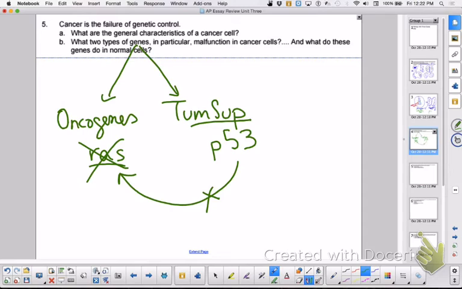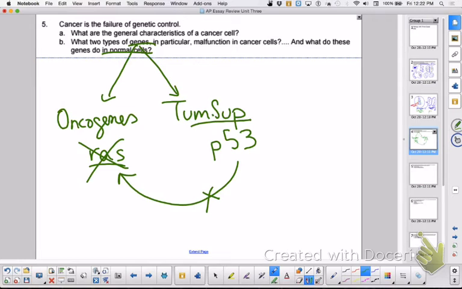So what you would want to do is, what are the two types of genes? You would name them, and what do these genes do in normal cells? Normally, they're in positions of control. A proto-oncogene will stimulate the cell to undergo the cell cycle or not, and normally it functions just fine. But when it has mutated, that's when you have a problem and it becomes an oncogene.